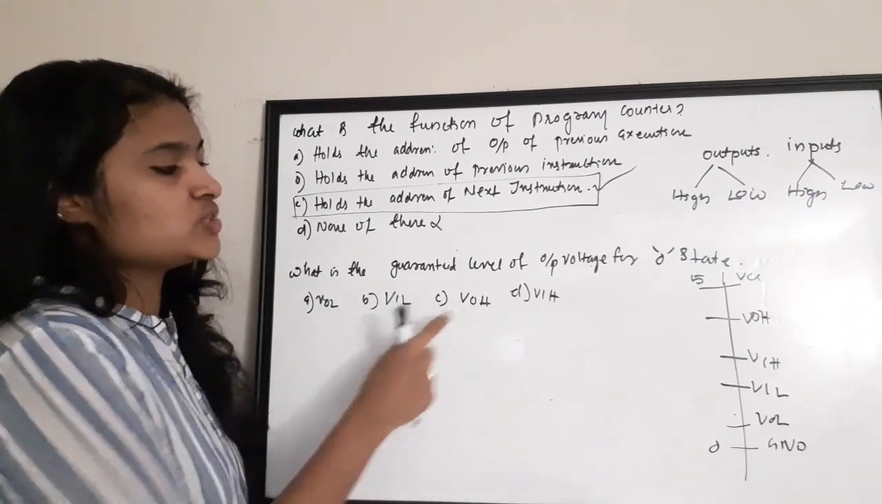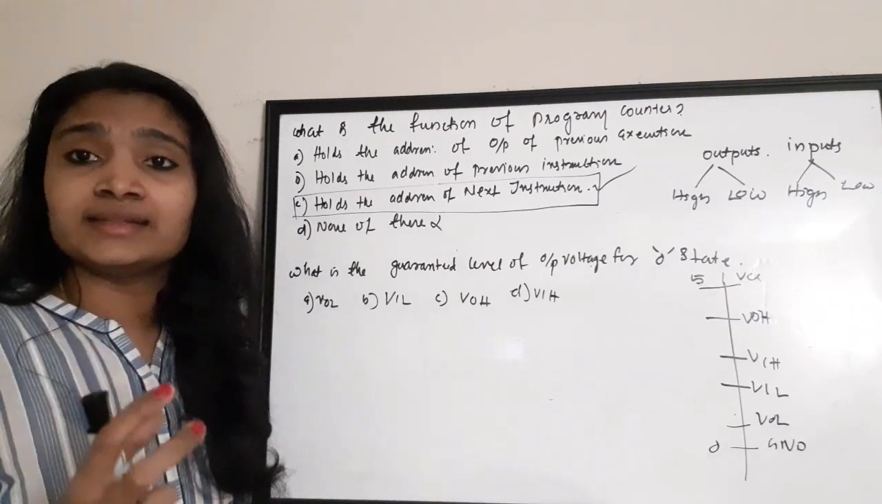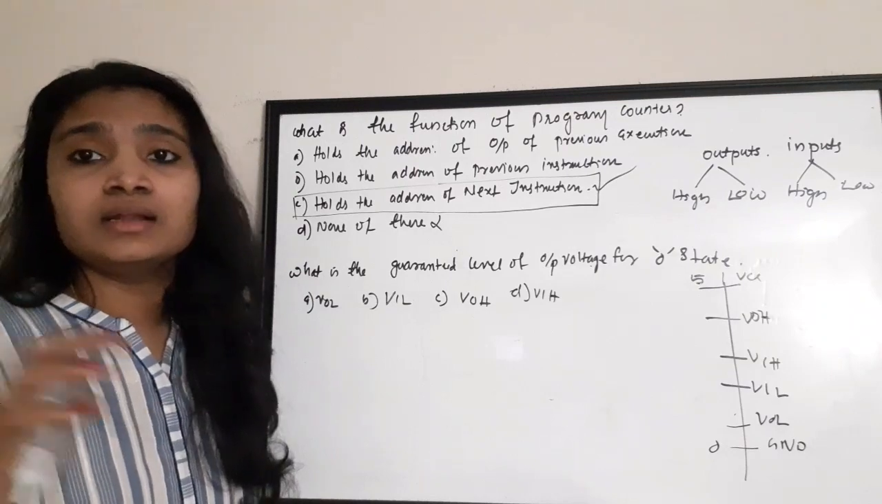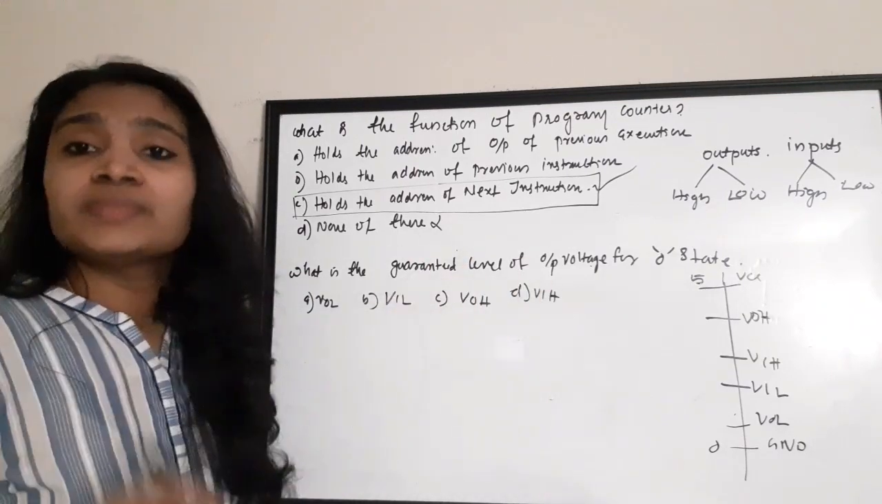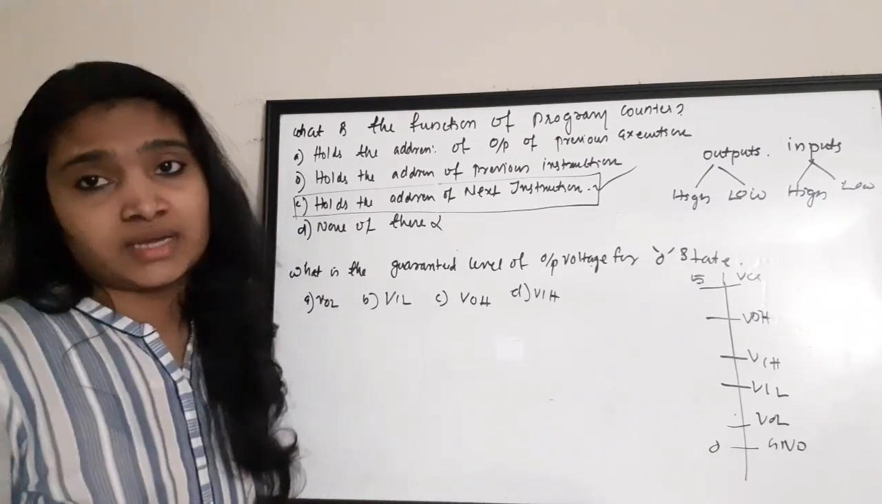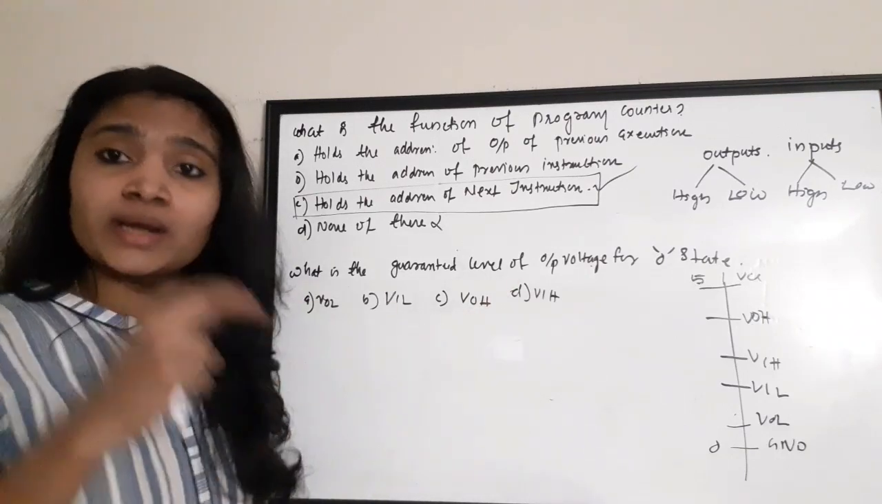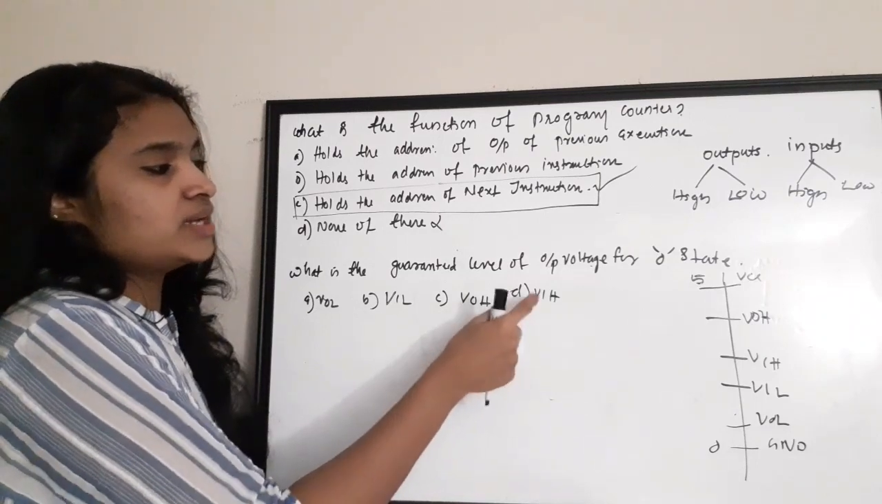Now what is VOH? VOH is the minimum signal at the output side that we consider to be high. Then VIH is the minimum signal at the input side, the minimum signal required to be considered as a high signal. So that is VOH and VIH.